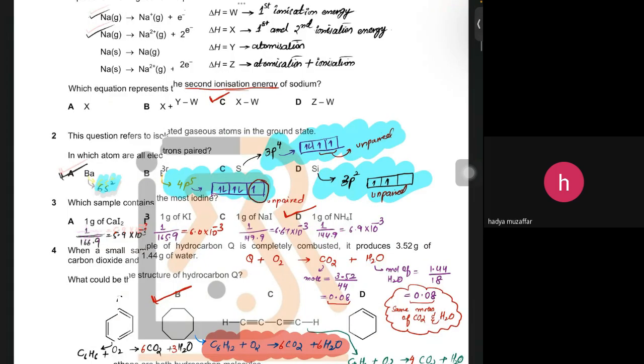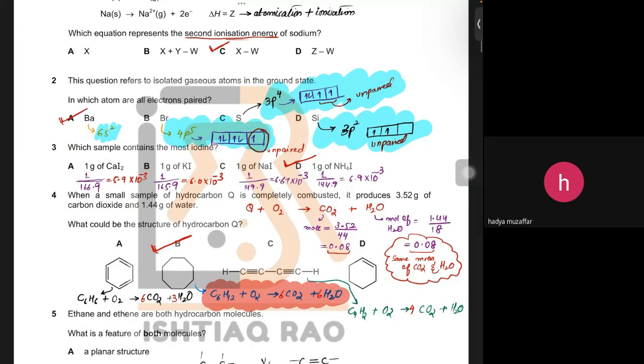Okay. And if you can see question number 3, which sample contains the most iodine? So, first of all, you have to calculate the number of moles. The mass is given to you in option A, that is 1 gram, divided by the molecular mass of the whole calcium iodide, that is 166.9. Then it would be giving you the number of moles. Then same goes with option B, then option C, then option D.